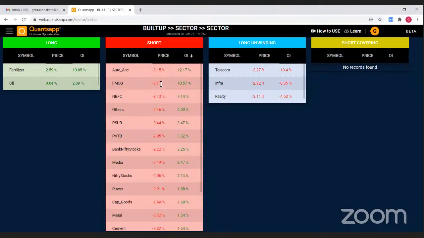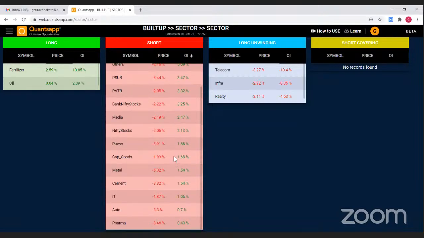Then FMCG, the price move is not that significant, but OI is on the good side. Then NBFC. There was some news regarding the NBFC, I think in the morning or yesterday night. Now you can also see that today NBFC also fell almost 3.5%. That's a big amount. And along with it OI build up has also happened, which means market participants are more confident about the downfall in the price. So this is a way of looking into it.